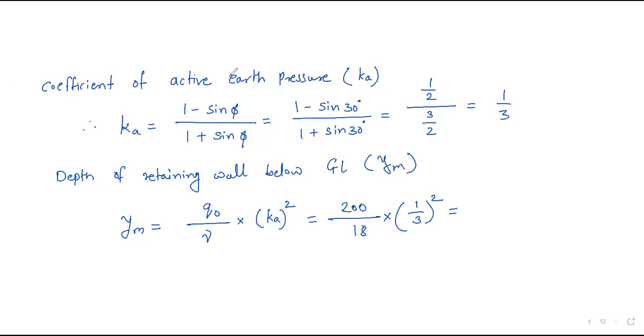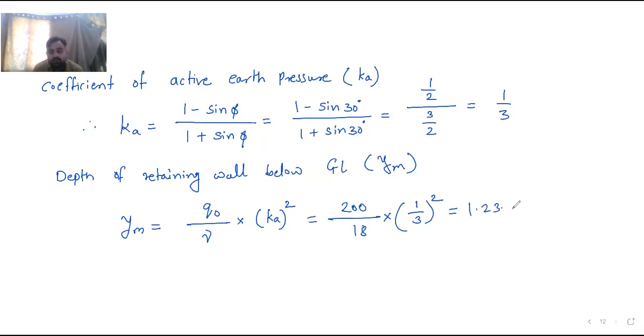Calculate and let me know the answer. So the answer is 1.23 meter. So we will take it as 1.25 meter. Okay, 1.25 meter. Now, this is the depth of retaining wall below the ground level.